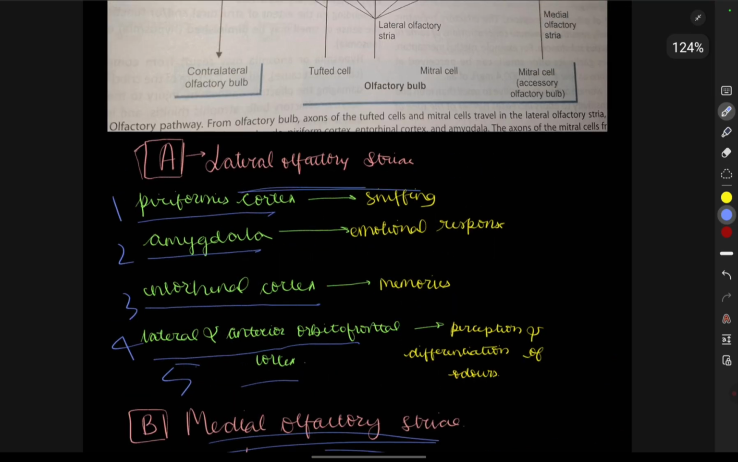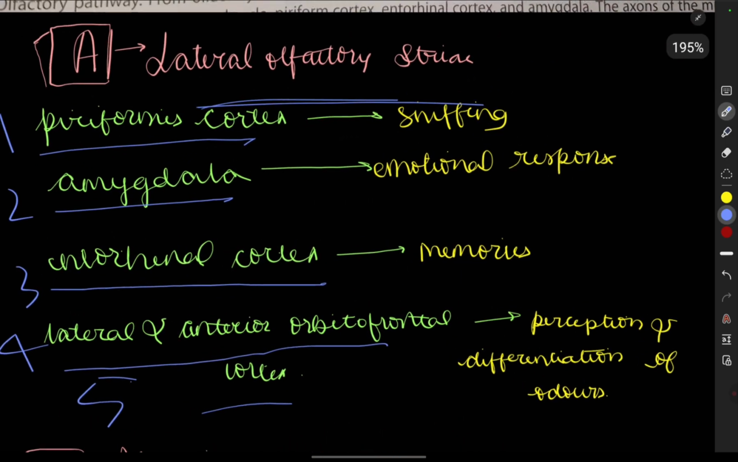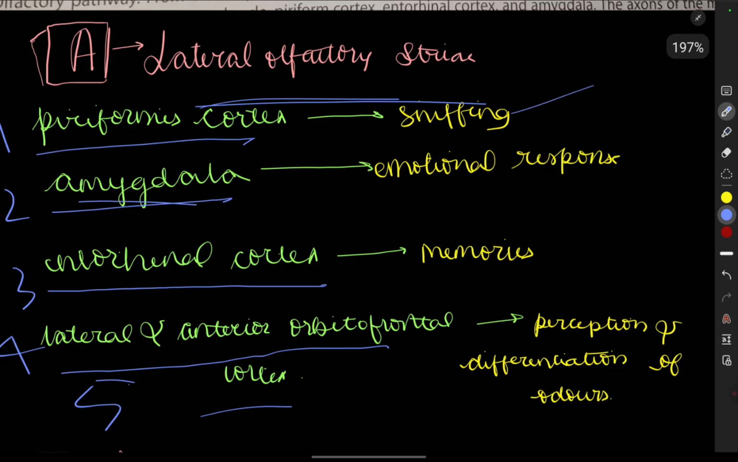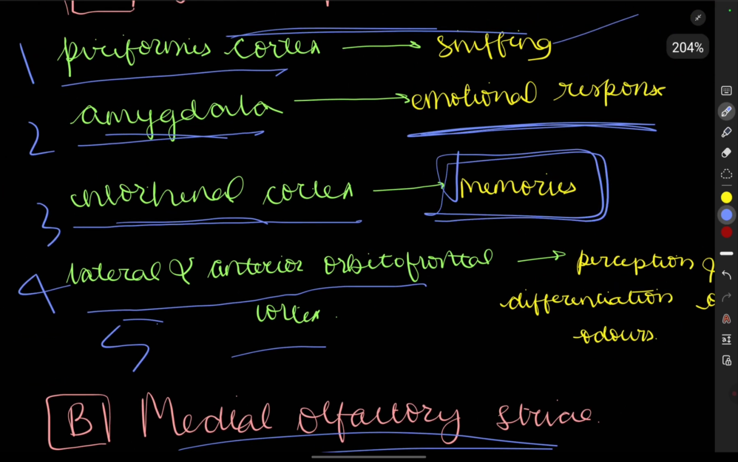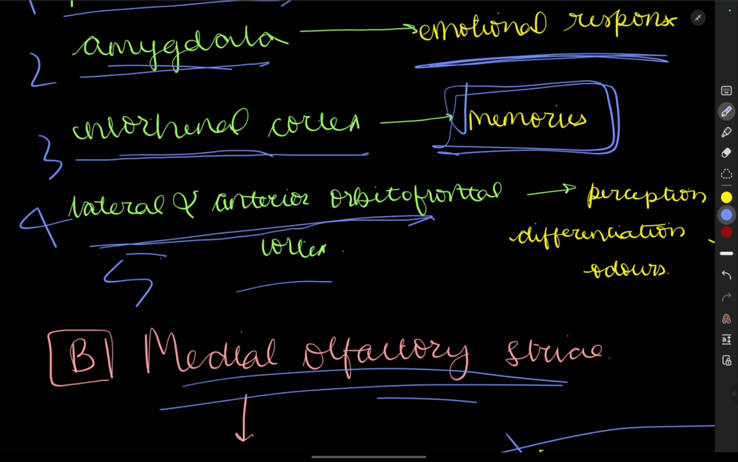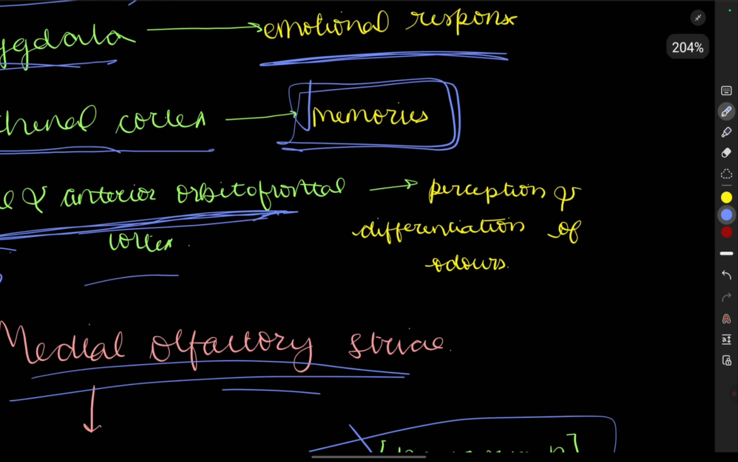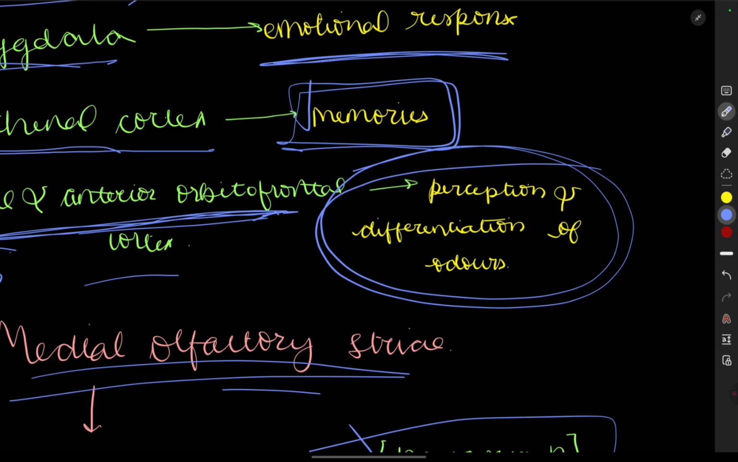And for the lateral olfactory striae, the piriformis cortex helps in sniffing, the amygdala in the emotional response, and the entorhinal cortex in memories of smell, which I already mentioned. The lateral and anterior orbitofrontal cortex helps in perception and differentiation of the odors.